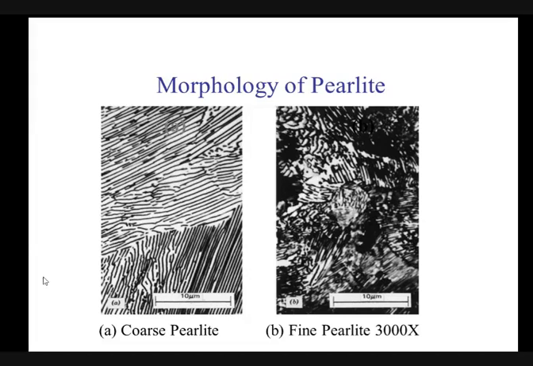In coarse pearlite, you can see alternate lamellae of ferrite and cementite. But here, there is no clear distinction between ferrite and cementite. So it's a fine structure, and you need to resolve this pearlite. You need to go to very high magnification using optical microscopy, then you can resolve it properly. So in the pearlite transformation, the cooling rate plays a very important role.